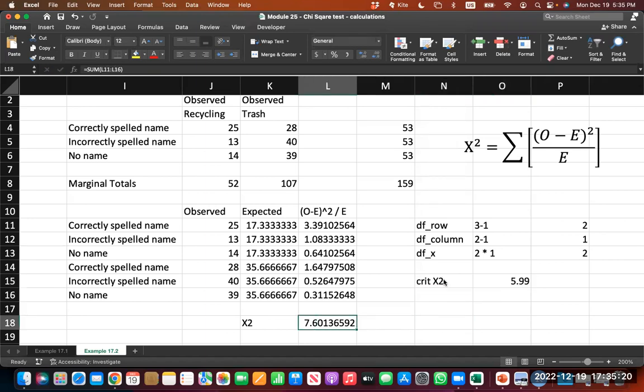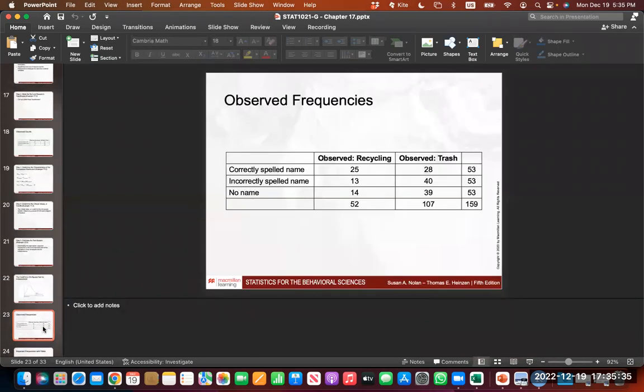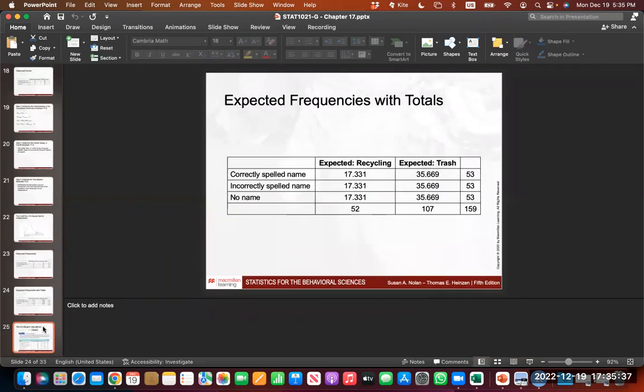We're rejecting the null hypothesis, and we find that there's an association. So that's how you would approach this. It's simple, right?